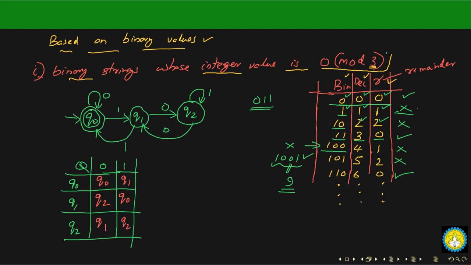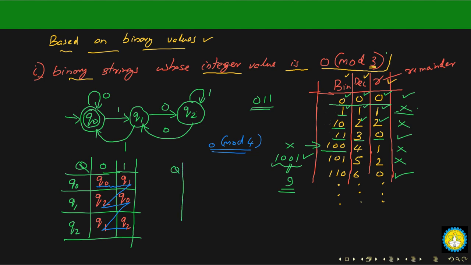If you look at this pattern, from here it's moving like this: Q0, Q1, and then Q2. Again, the same pattern is getting repeated: Q0, Q1, and Q2. This is an interesting observation, and this is also valid for similar questions. For example, if the question is to identify binary strings whose integer value is 0 mod 4, then the transition table will look something like this.